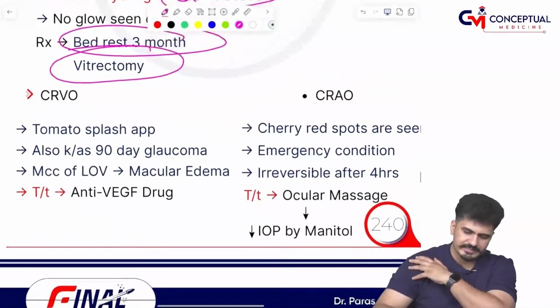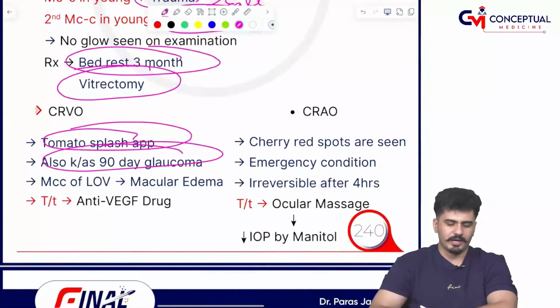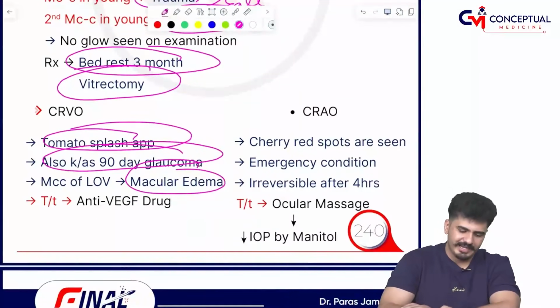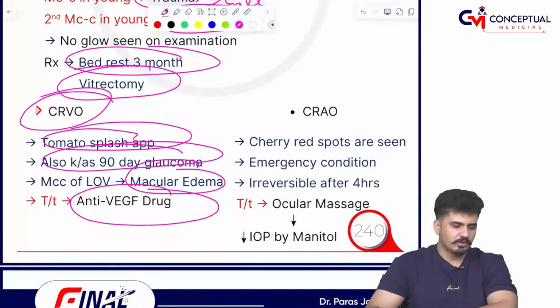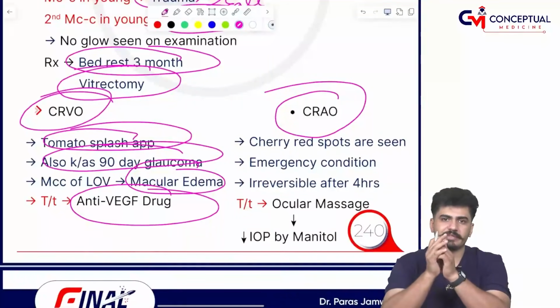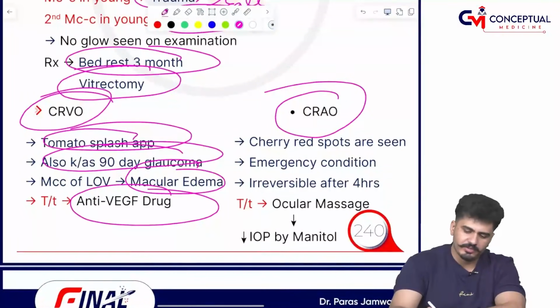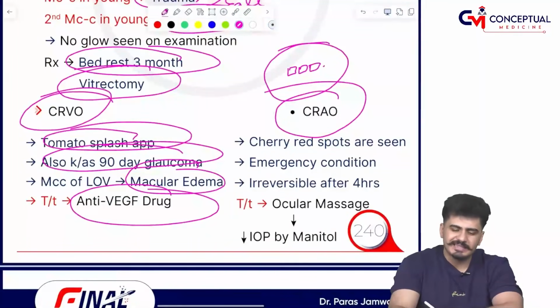Now coming to the next, CRVO versus CRAO. CRVO, central retinal venous occlusion, has a tomato splash appearance, 90-day glaucoma, the most common cause of loss of vision is macular edema, and the treatment is anti-VEGF drug. On the other hand, CRAO, central retinal arterial occlusion, is an emergency condition. We have to treat it within 4 hours, otherwise there will be a loss of vision. On examination, you will see a cherry red spot, boxcar appearance, and tram track appearance.